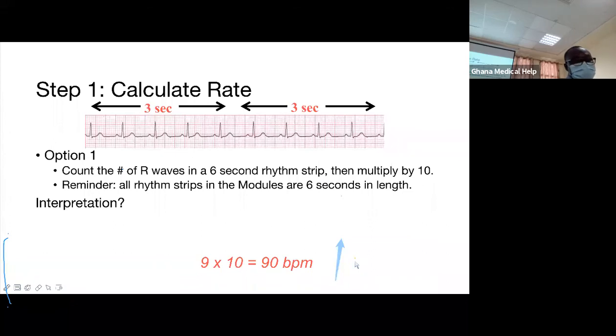Yeah, so if it's a 10-second strip, and you count the number of R waves within those 10 seconds, instead of multiplying by 10, you multiply by 6. So you are looking at what happens in 1 minute. That's essentially exactly it. Alternatively, even if you have a 3-second strip, you can actually calculate it, but it's not as accurate as having either a 6-second strip or a 10-second strip. Thanks for bringing that up.